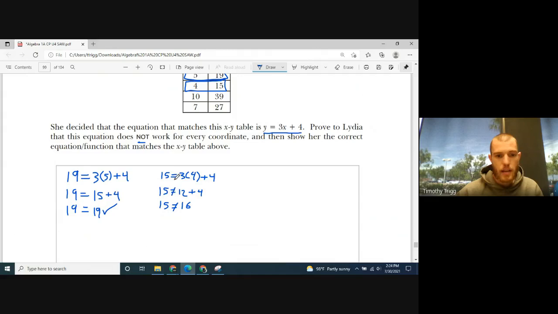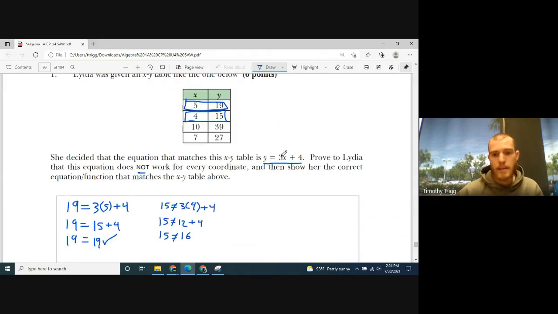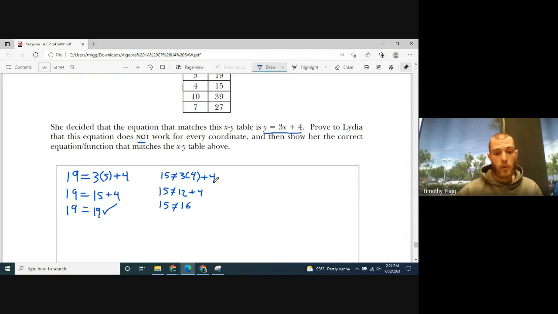So that means these are not equal, which means this is not the correct equation, because the correct equation will work for all of the points. So that's how we know this is wrong, is because it only worked for the first point, but it does not work for the others. But the correct answer, of course, will work. All of the points will work for that.